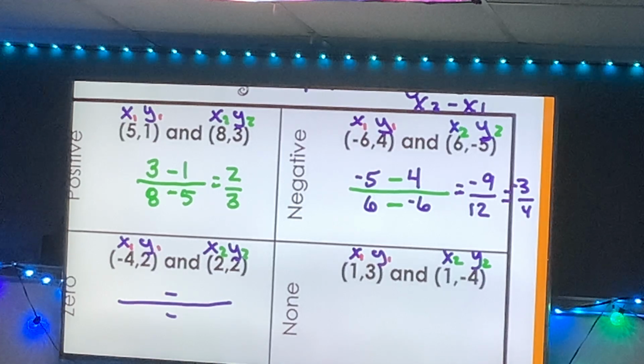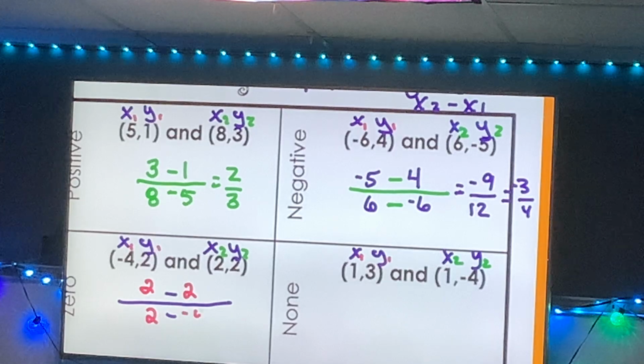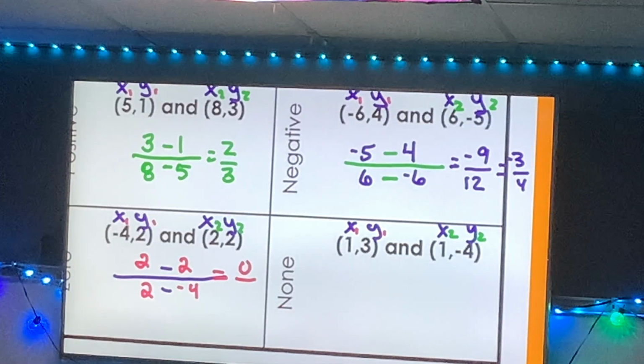Okay, put your mind to science. What is my y2? What is my y1? What is my x2? It's a lot of twos. What is my x1? What is 2 minus 2? 0. What is 2 minus -4?